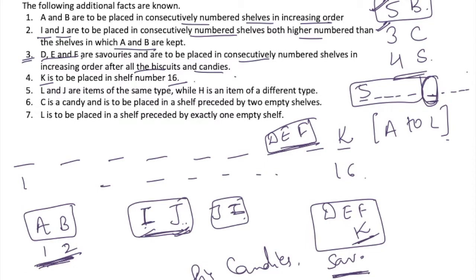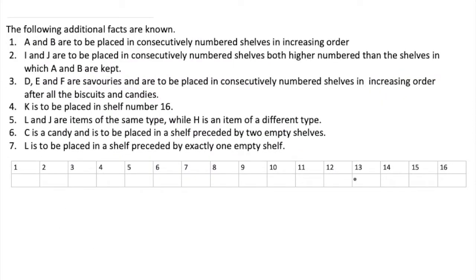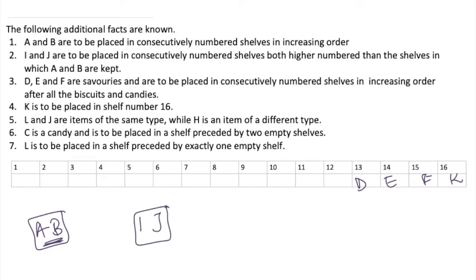So till now, we can analyze the following information. If I have this table, I can say that D, E, F and K are placed at these positions. Also, A and B will be placed together in consecutive positions in the same order, and I and J or J and I will be placed together, but the order may vary, and they will be placed after A and B. The fifth point is L and J are items of the same type. So L will be placed with J, while H is an item of a different type.